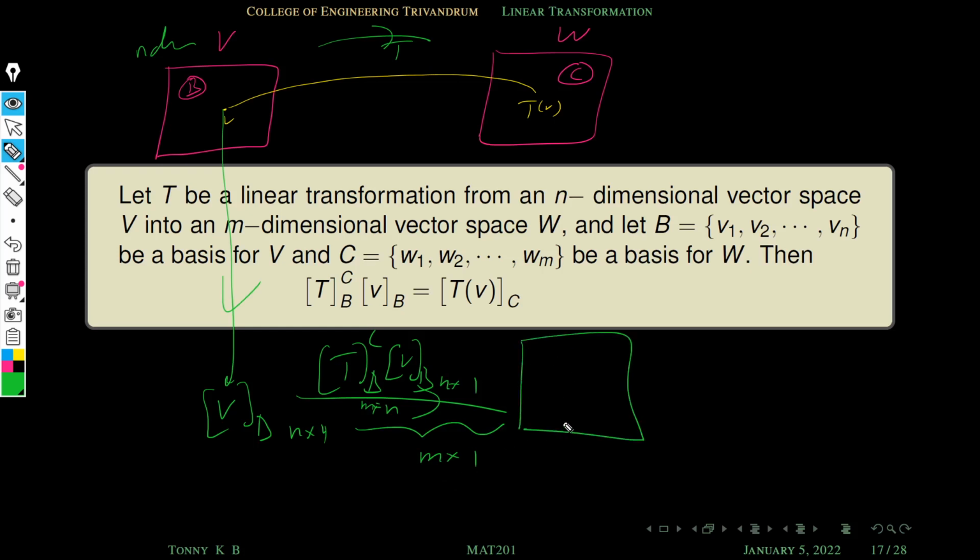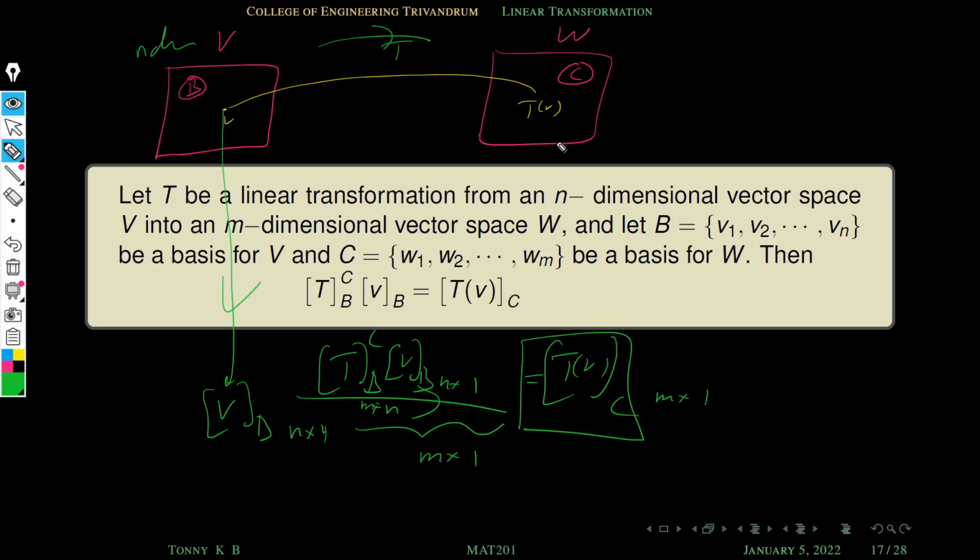So this product gives a matrix, and this result says that this product is the coordinate of Tv, the coordinate of this image with respect to the basis C in W. Clear? That is the result. So this result says that this product is equal to the coordinate of the image with respect to C. We know that this matrix is again an m by 1 matrix, right?